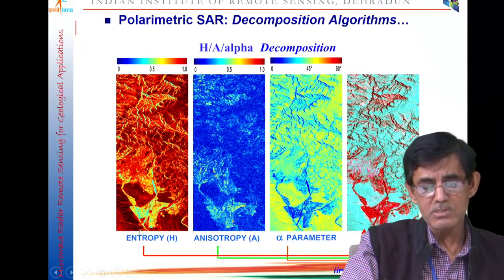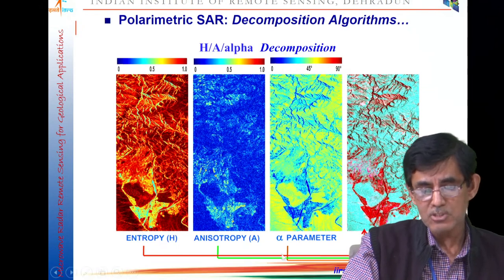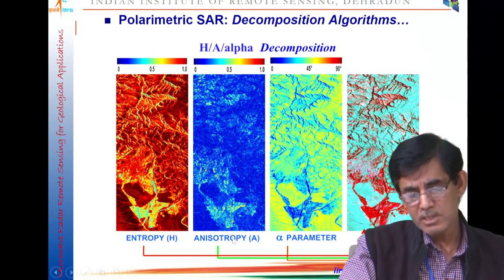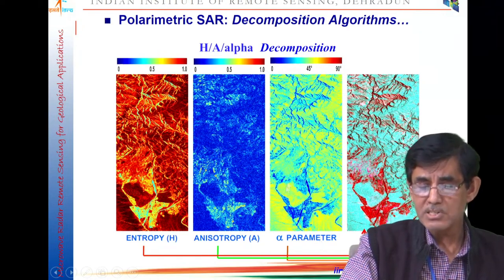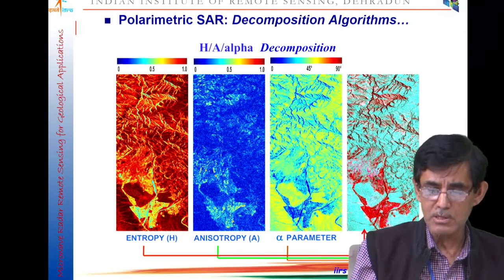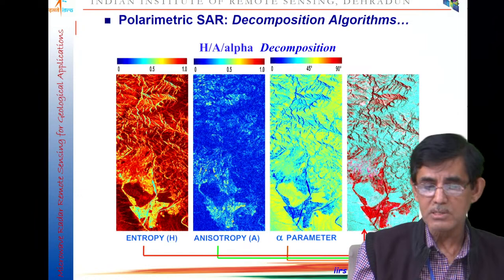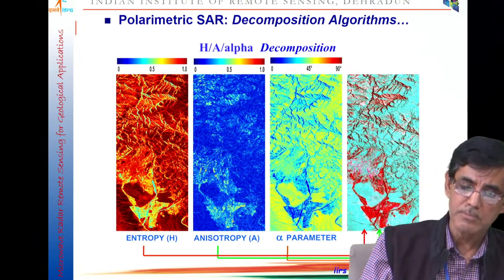So entropy means what is the degree of randomness. So scattering randomness. Anisotropy: how much scattering process is happening. And alpha is the mean scattering angle, means what is the dominant scattering process, that you can tell whether it is a surface scattering, single bounce, whether it is a double bounce scattering, or it is a volume scattering, okay.